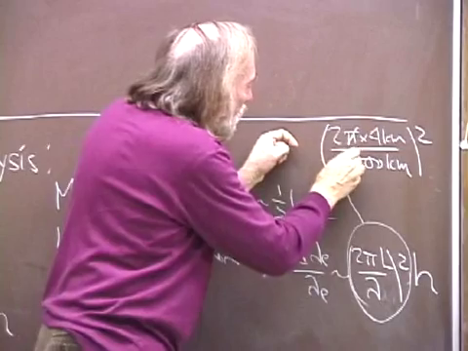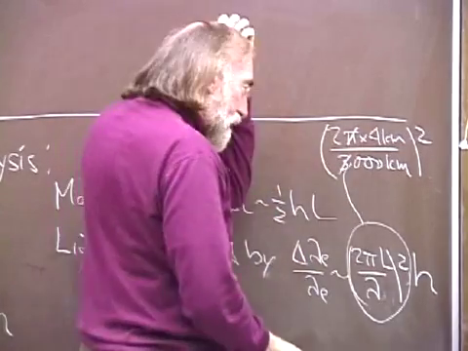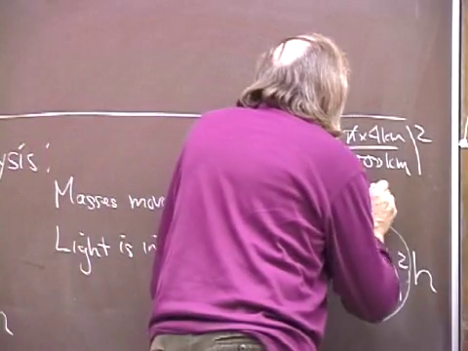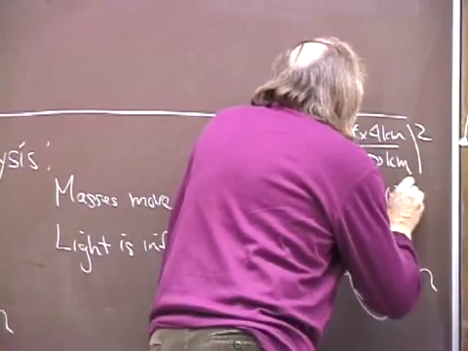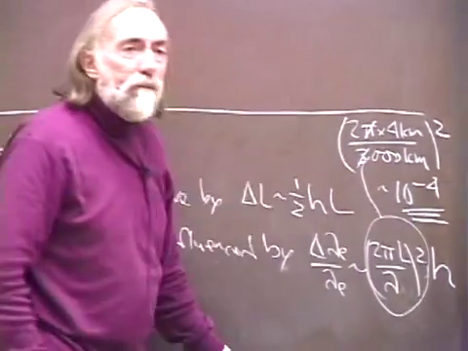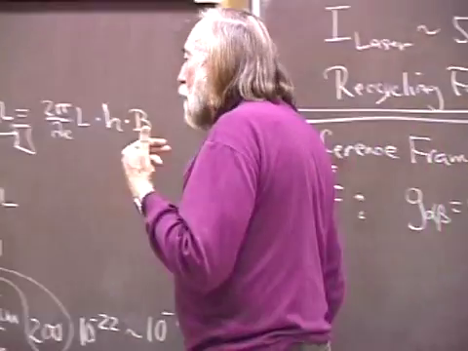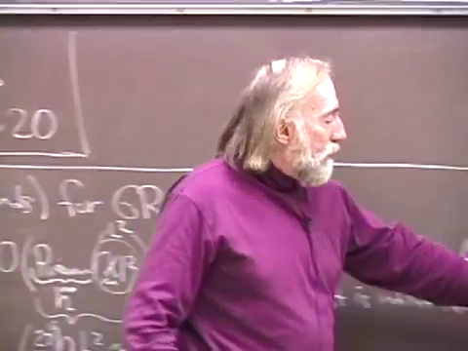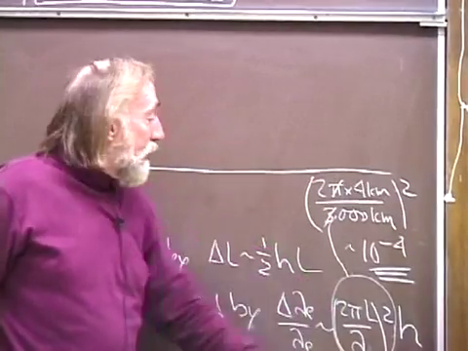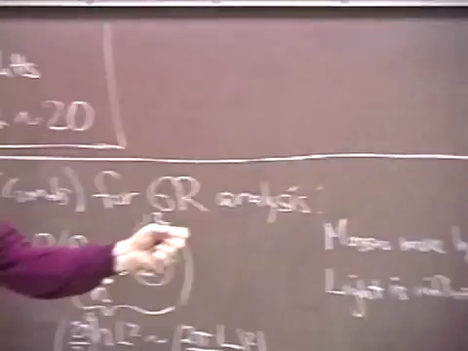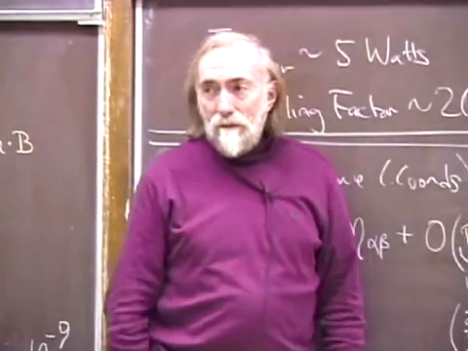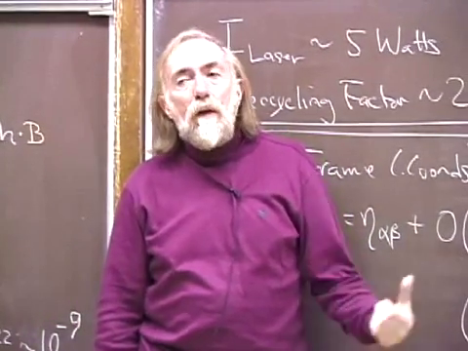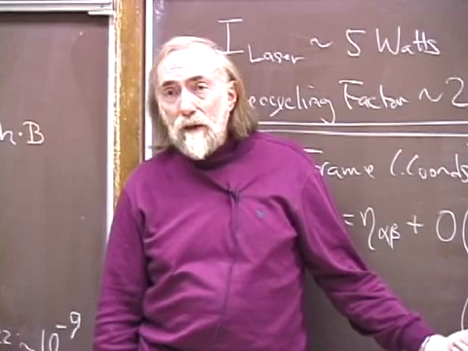Pi is equal to 3, and 2 times 4 is 10. So I have 10 divided by 1,000. I have 10 to the minus 2, squared. That's 10 to the minus 4. So the influence of the gravitational wave on the light is at a level of 10 to the minus 4 times h, whereas the influence of the gravitational wave on the test masses is of order h. And so we can ignore the influence of the gravitational waves on the light when we discuss things in the local Lorentz frame.